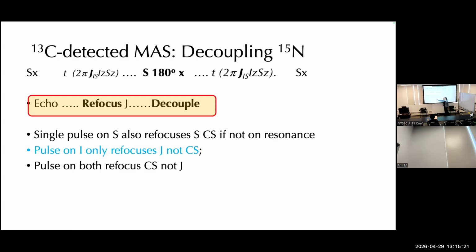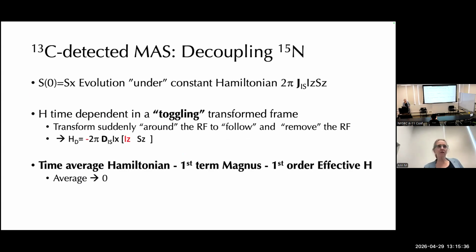Pulse on both, as you might realize already, you will refocus both chemical shifts, but you will not refocus J, because you're basically changing the sign of J twice. It's not going to refocus J. All right, so those are things you've seen before because they're very solution-like.